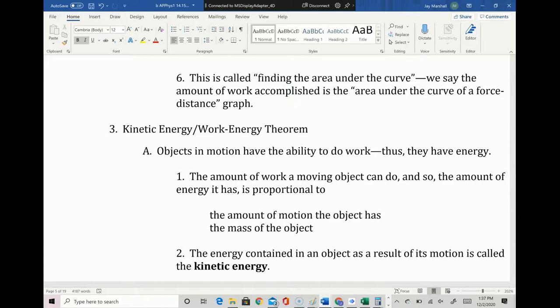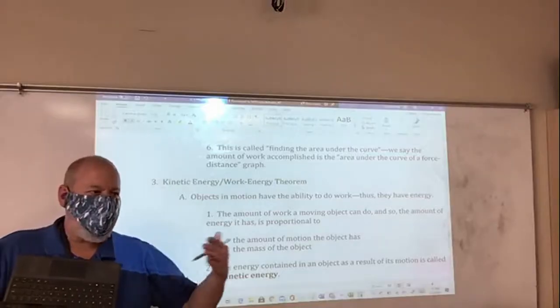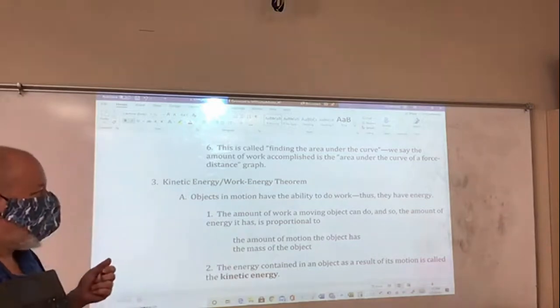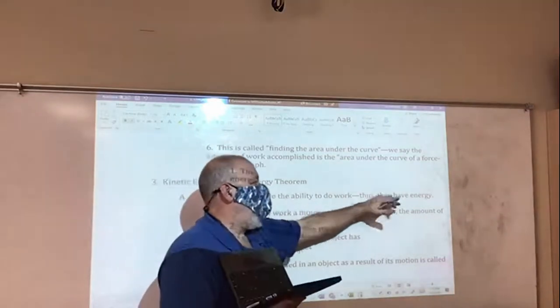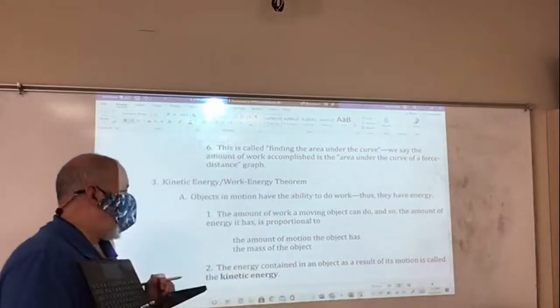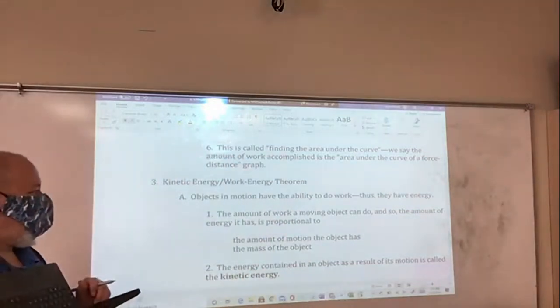Okay. Now, objects in motion have the ability to do work, right? If I have a bowling ball rolling down the alley, the ball is in motion. It has the ability to do work on the pins, right? It's going to cause them to fall over, hopefully. So, objects in motion have the ability to do work, thus they have energy.